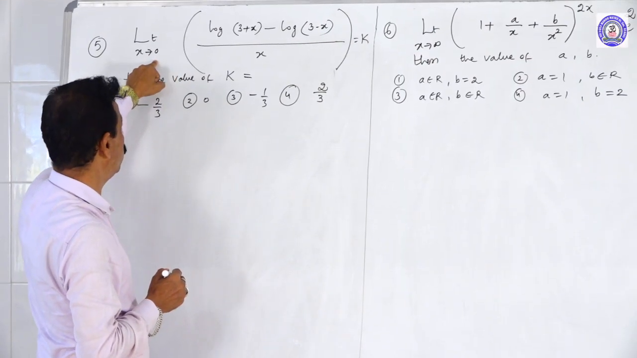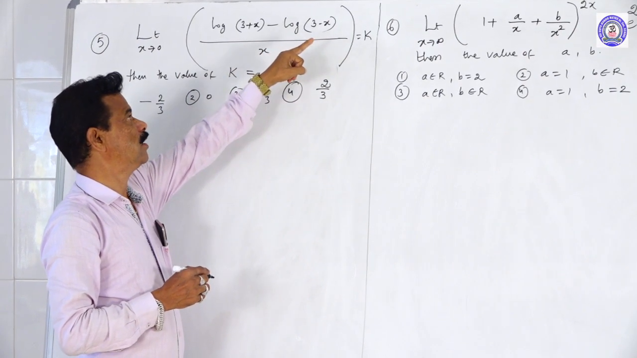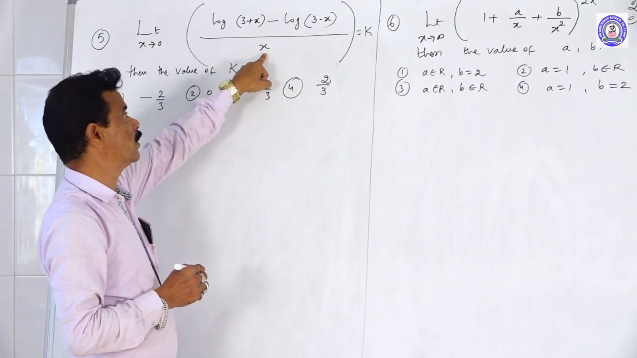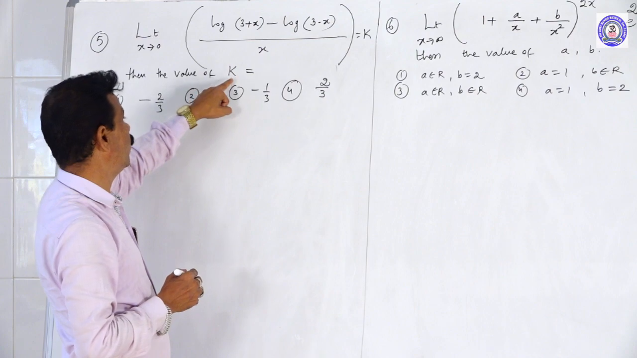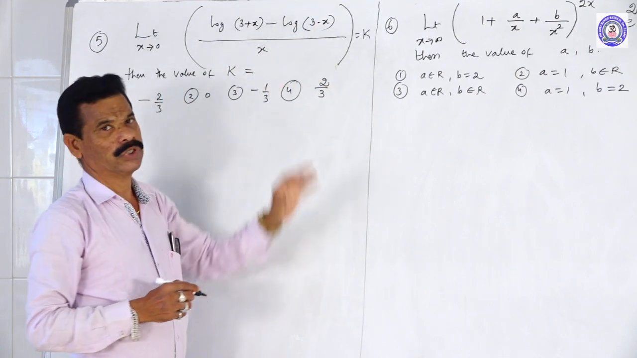Limit x tends to 0, log 3 plus x minus log 3 minus x by x. Then the value of k is equal to this total value, k given. This value, how much?